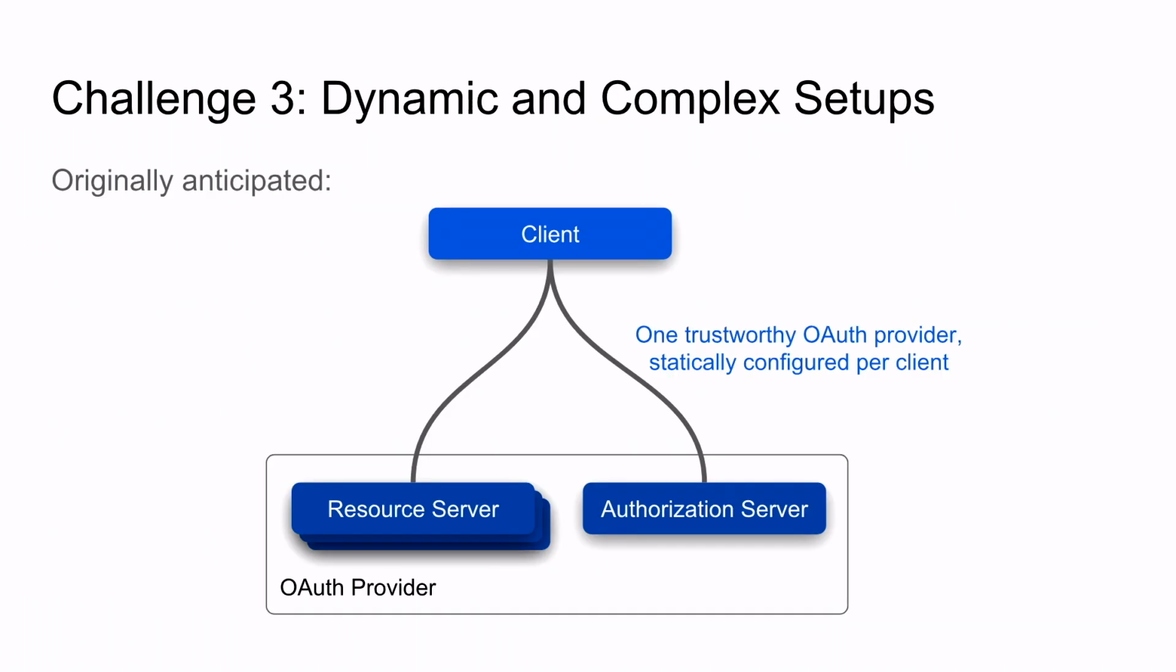Next challenge, dynamic and complex setups. Originally, in 2012 again, it was anticipated that OAuth was used like this. So we have one client, and that one client is configured to connect to one authorization server and maybe one or more resource servers. And this relationship is configured statically, and they kind of trust each other. So everybody's trustworthy in this setup. But this is not how OAuth is used today.